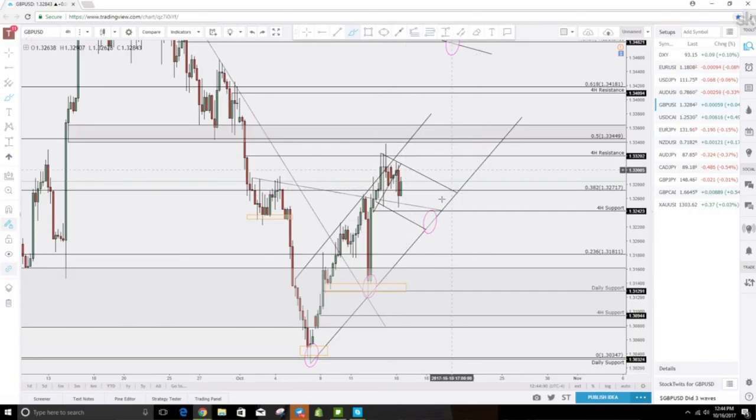If this uptrend starts to break and this still continues downwards, wait for the daily close, see if momentum has shifted, and then and only then you can start looking for sells to the downside.